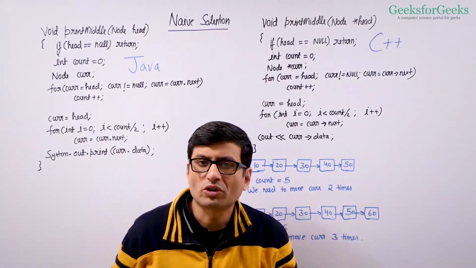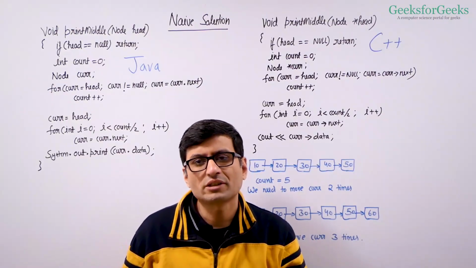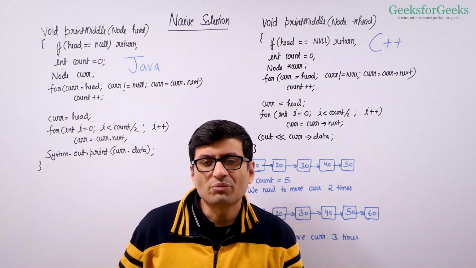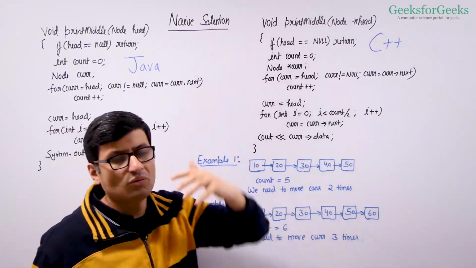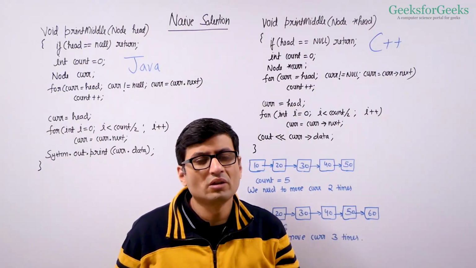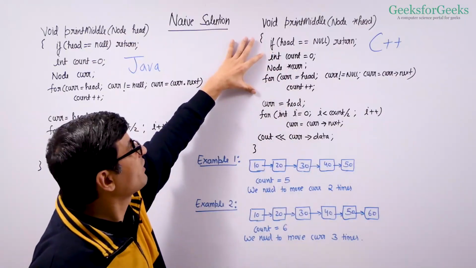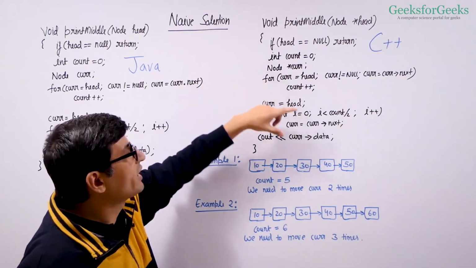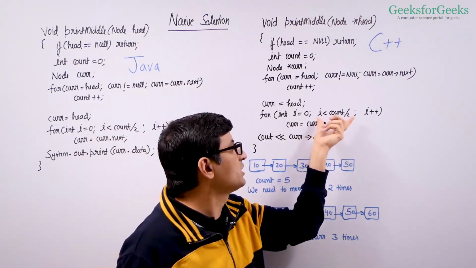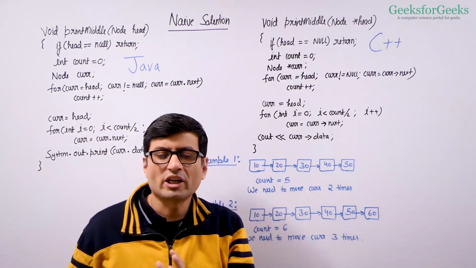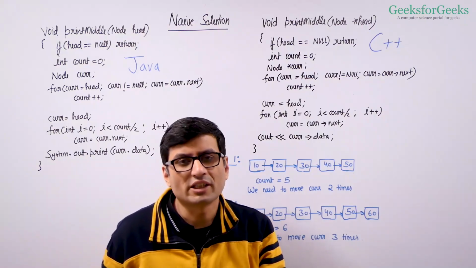Let's now talk about the corner cases. How are we handling the corner cases? When your linked list is empty, head is null. This case has been handled here explicitly. When the linked list has a single node, what will happen? We will have the count as 1 after this loop and count by 2 will be 0. So this loop will not run at all. We are expecting i to be smaller than 0. So our current will stay on head and we will print the head's data.